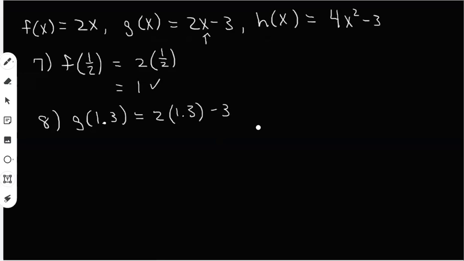So the first thing we want to do is multiply. 2 times 1.3 is going to give us 2.6. And then if we subtract 3 at the end, we're going to get negative 0.4. And that's going to be our answer. Negative 4/10 or negative 2/5. You can also think about it that way.